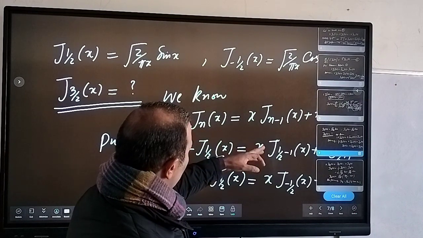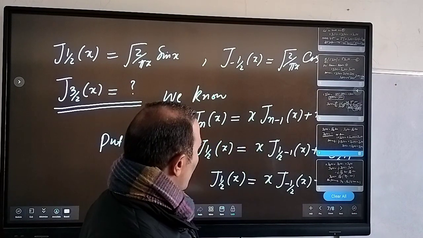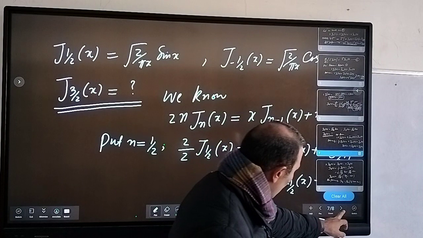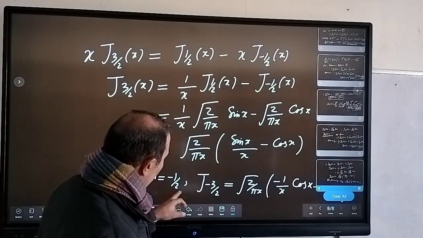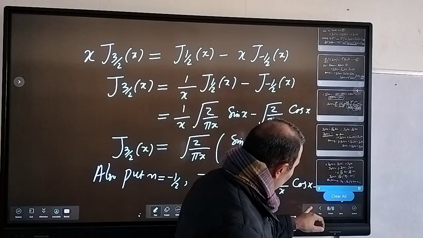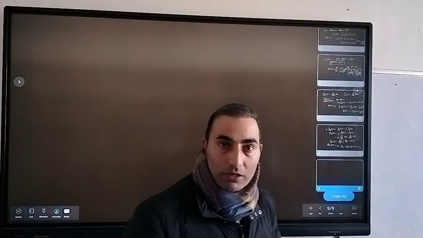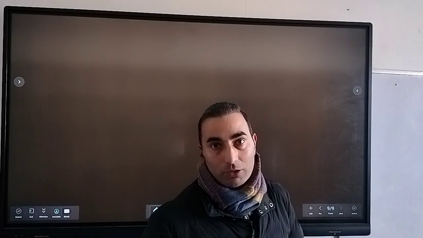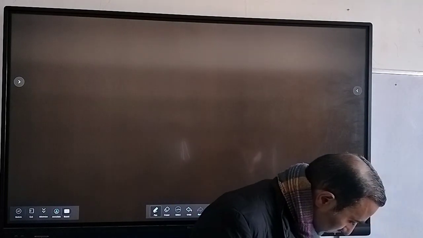Similarly, what will we do now? We'll put now here in this equation, that's 2n by x equal to this thing, so put n equal to now minus 1 by 2. So that's what I did here. By putting n equal to minus 1 by 2, you'll get j minus 3 by 2 of x will be equal to this, right? So that means by doing this, because now we have calculated what is j 3 by 2 and what is j minus 3 by 2, we can calculate j 5 by 2, j minus 5 by 2, j 7 by 2, j minus 7 by 2, right? So that means you can get higher values for these j's, right?